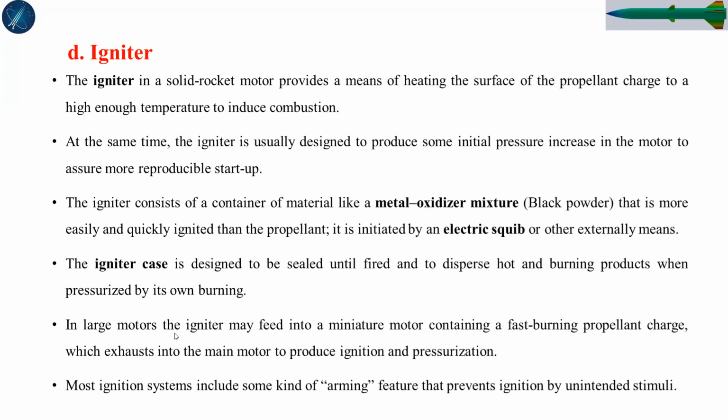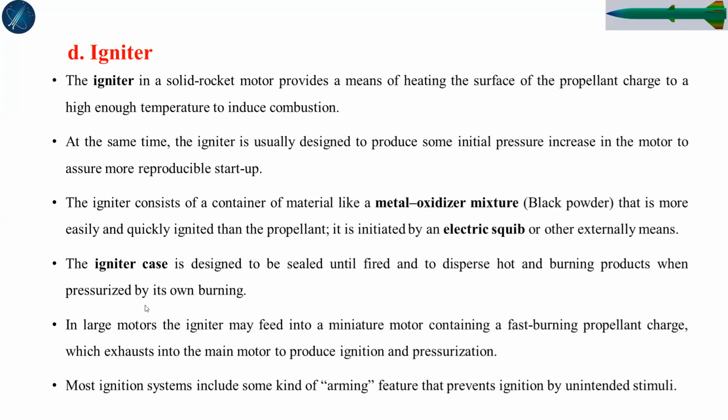So the igniter consists of an igniter container with a metal oxidizer mixture. Black powder is one of the igniter parts. This black powder is a highly sensitive material, sensitive in the sense that it easily catches fire. So we have to take care with black powder igniter material. It is more easily and quickly ignited than the propellant. And it is initiated by an electrical signal.